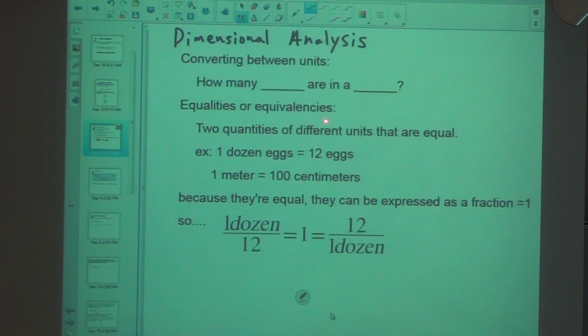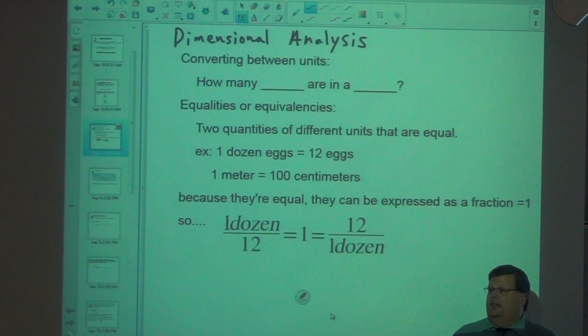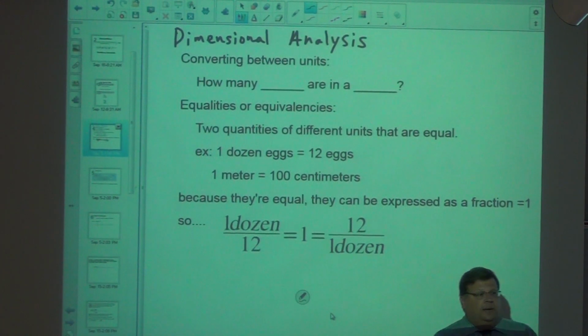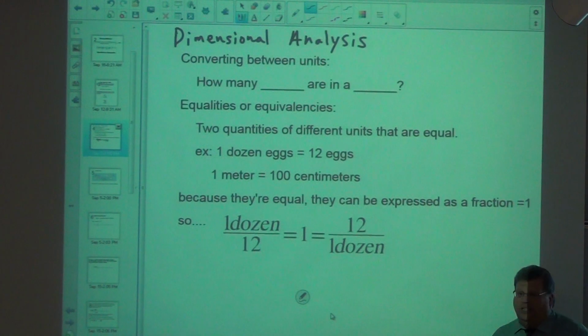So what we need in order to be able to solve these problems are these things called equalities or equivalences. So that's a relationship between two different measurement units. One that we're pretty familiar with is 1 dozen eggs is equal to 12 eggs. Dozen represents the number 12. That's an equivalency between those two different amounts. Dozen and 12 are equal to each other. There's another example up here. 1 meter is 100 centimeters. It's another equivalency. And there's tons of equivalencies. We run into equivalencies all the time.